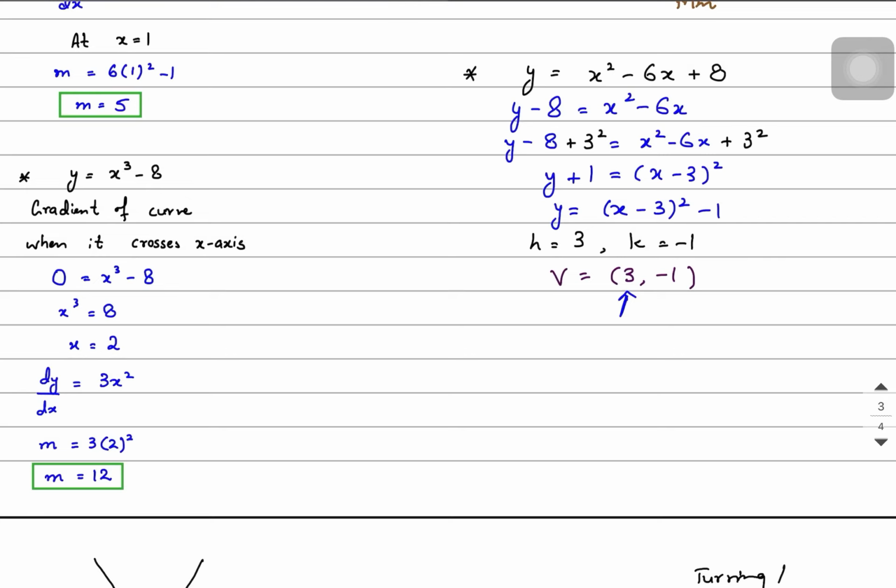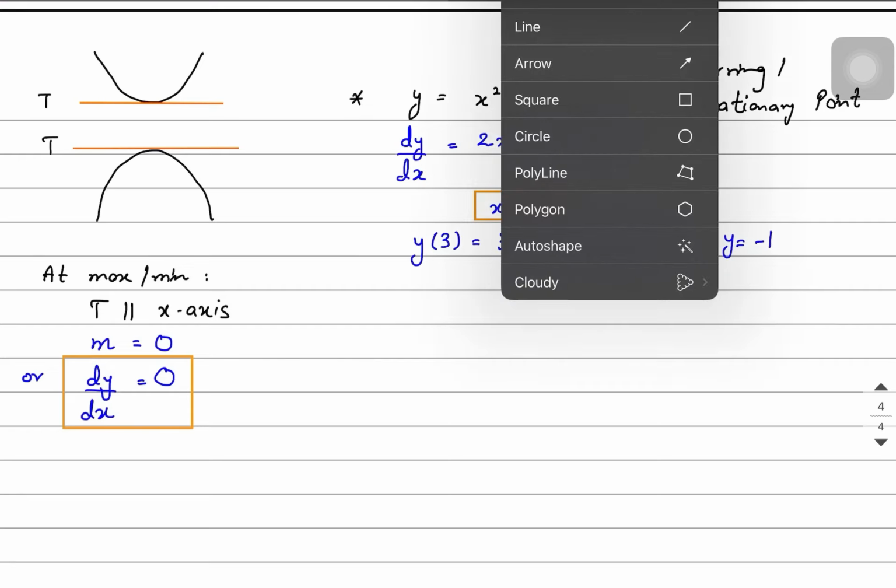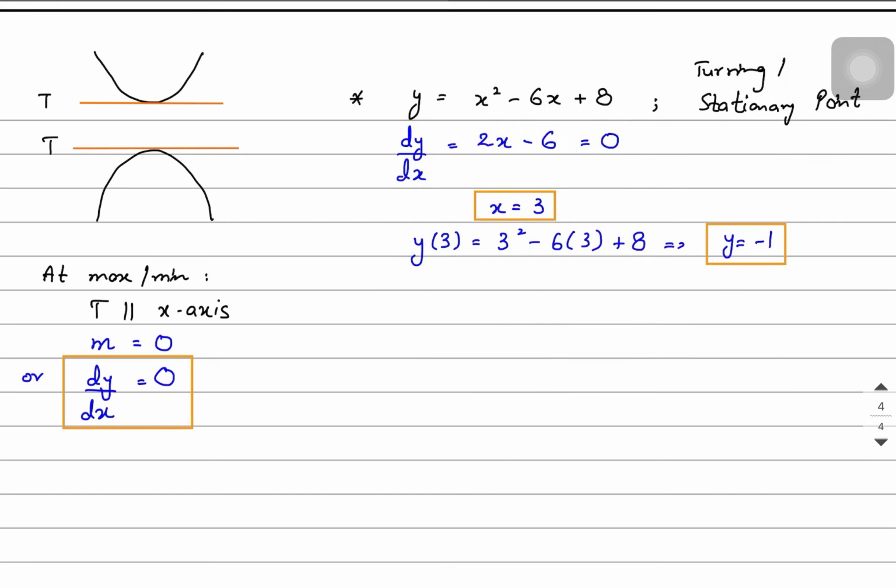Now again, how can I get the value of y? It's very simple again. I will plug this value into y. So y of 3 is basically 3 squared minus 6 times 3 plus 8. That is going to be y equals minus 1. So my vertex point or my turning point is going to be (3, -1).